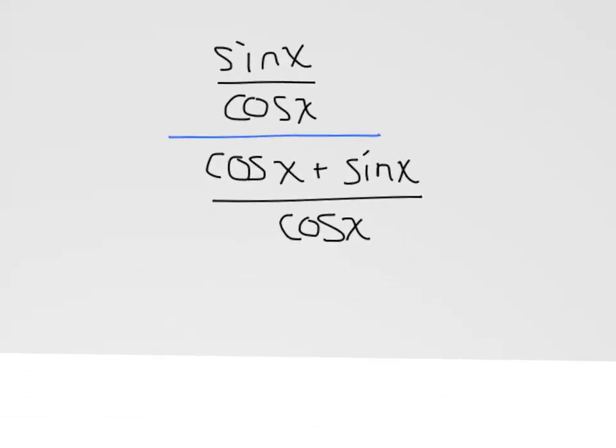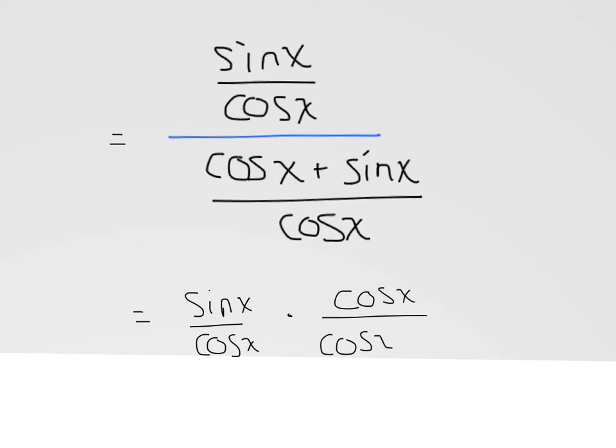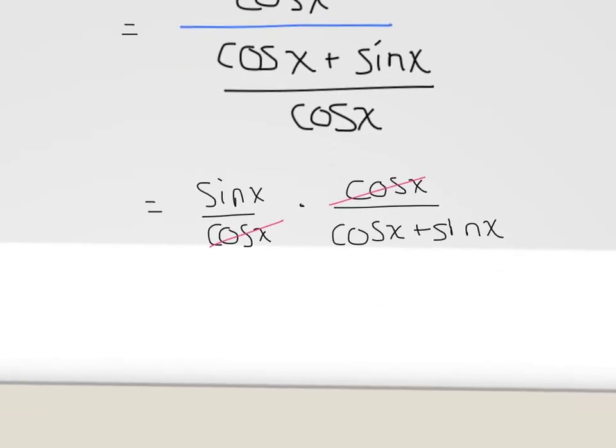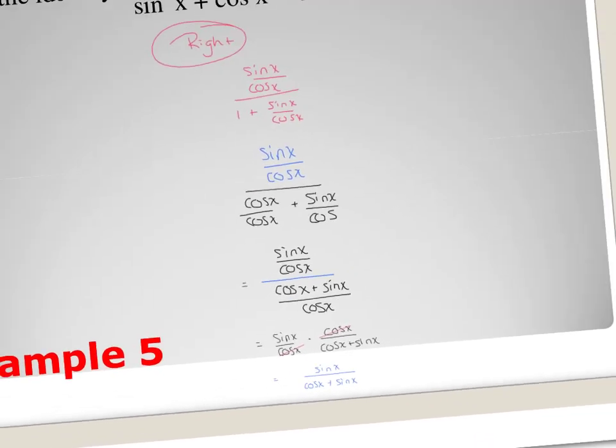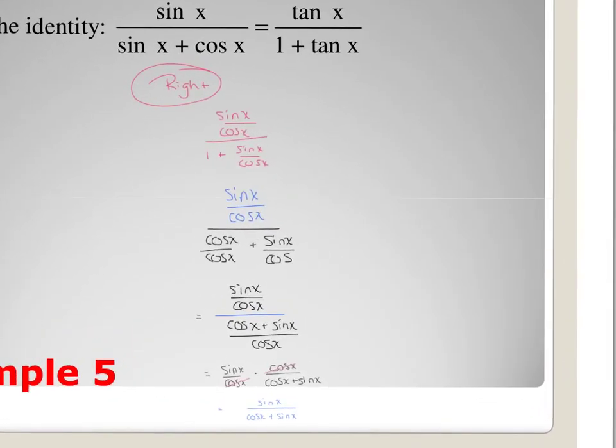Now I'm going to do keep, change, flip. Sine over cosine times, not 1, just kidding, cosine over cosine of x plus sine of x. Here my cosines reduce, and I'm left with sine of x in the numerator, over cosine of x plus sine of x. And that equals the left side. So this time, I completely manipulated the right side in order to get it to equal the left side. So I just finished verifying my identity. It's really important to identify which side you're working on when you're showing me your proof.